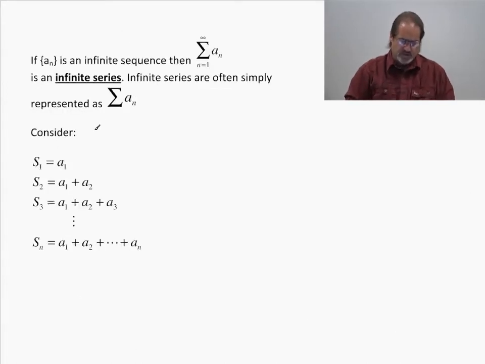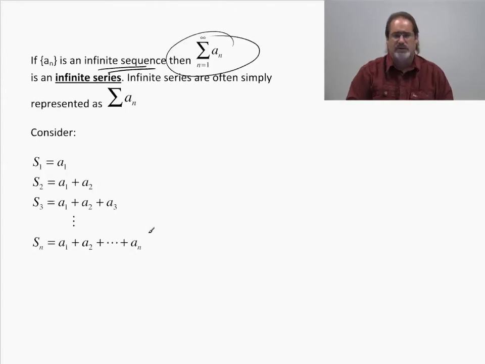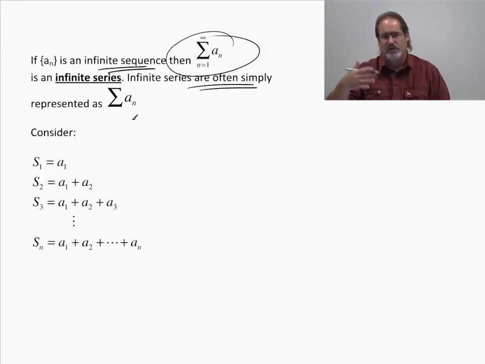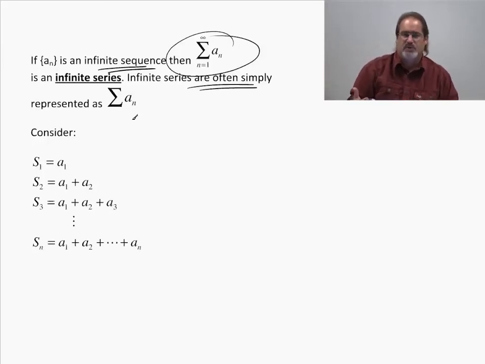Notation-wise, let's continue here for just a second. If an is an infinite sequence, then the sum n equals 1 to infinity of an is known as an infinite series. Now, infinite series are often simply written as a sum of the an's rather than saying n equals 1 to infinity. We kind of assume that we're always talking about n equals 1 to infinity. Our domain is 1, 2, 3, 4, 5, unless we otherwise specify. Sometimes we do actually take series where n equals 0 to infinity.